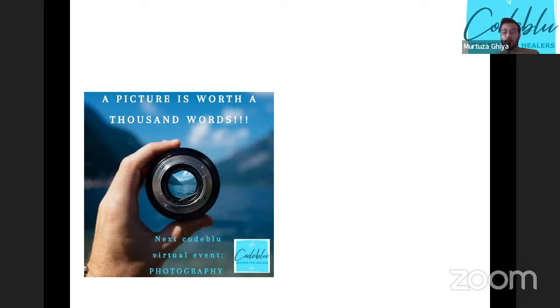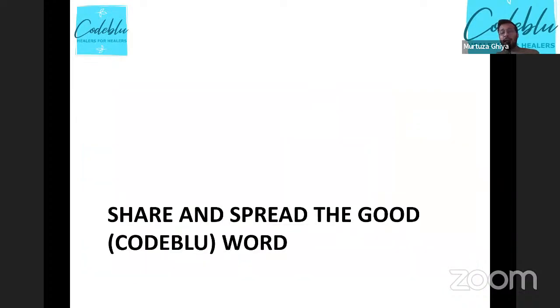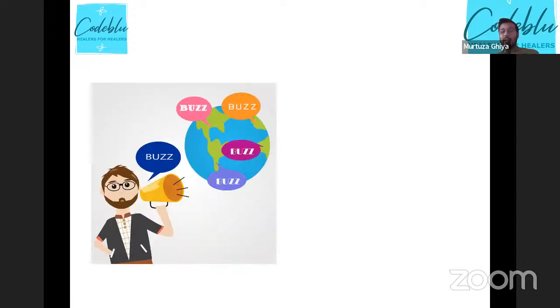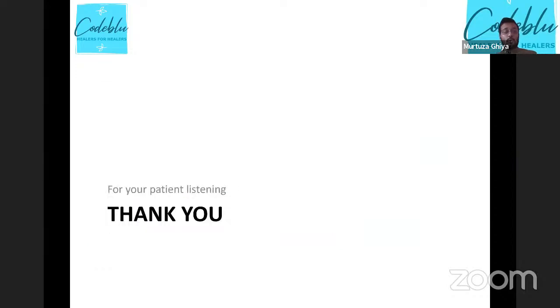Please do consider attending our events. We are planning a photography event, a poetry event, a picnic in Mumbai. And last but not the least, if none of these is possible at this point in time, please do consider spreading the good Code Blue word. Tell people about us. When we have events, you see our events. If you can't take part in them, please make sure you push your friends and family to take part in our events. That will mean a lot to us.